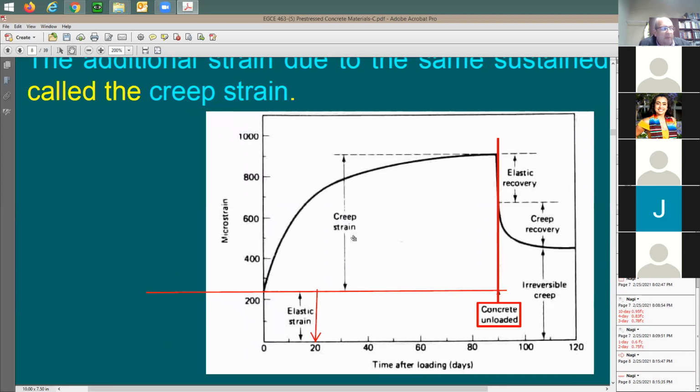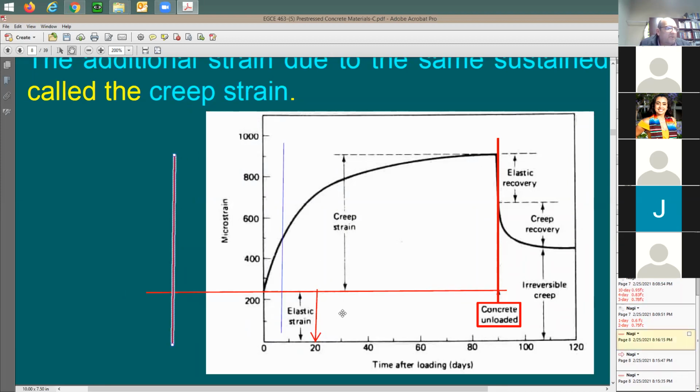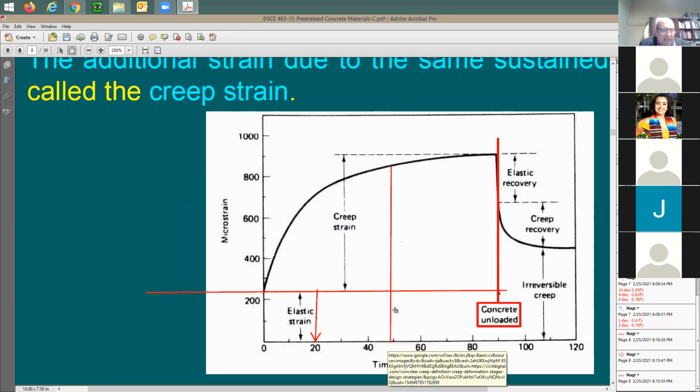So this is going to be all the creep strain, and this is going to be the elastic strain. At any point here, if you just draw a line like this, it's going to be the total strain. So the total strain is going to be all the way from here to there, right? And this total strain, which means this ordinate, is going to be composed of some elastic strain, which is the same value throughout, plus the creep strain that keeps on increasing.